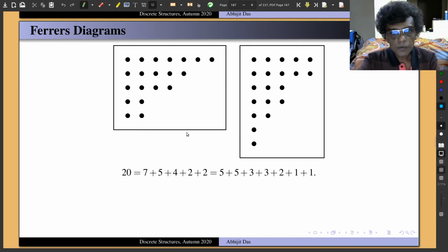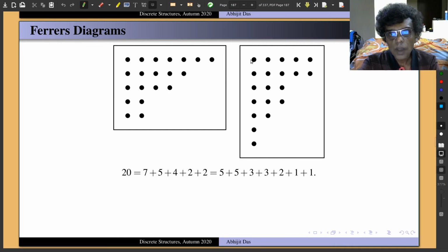So this diagram shows this partition. This diagram shows this partition. Now if I carefully look at these two, we see that I have generated this from this by simply transposing the rows and the columns.